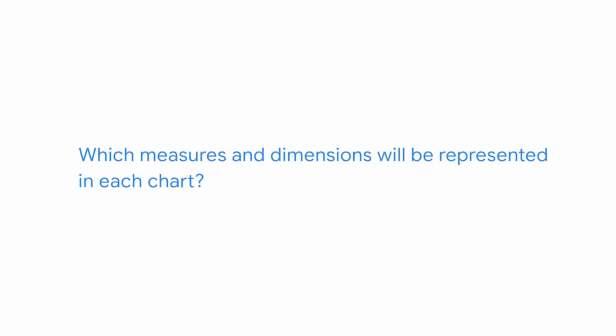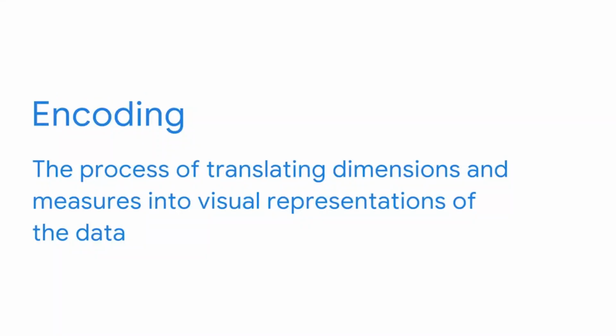After that, I chose which measures and dimensions to represent in each chart. I knew that for one of my charts, I wanted counts of active employees aggregated over dimensions of both time and team hierarchy data. Once I did that, I experimented with how to encode the data to be as clear as possible. As a refresher, encoding describes the process of translating dimensions and measures into visual representations of the data.